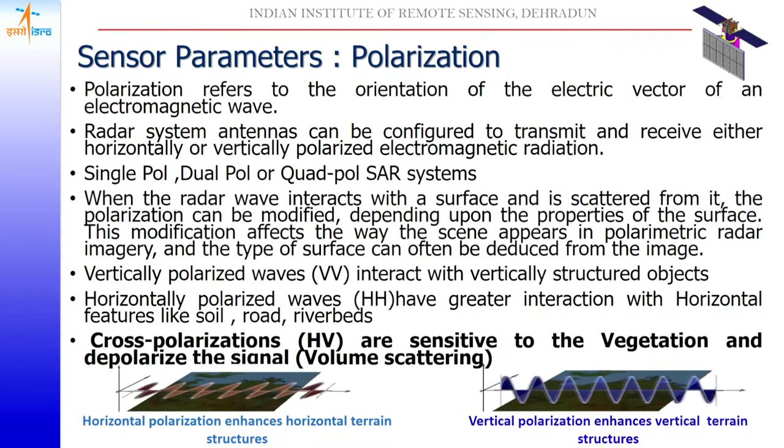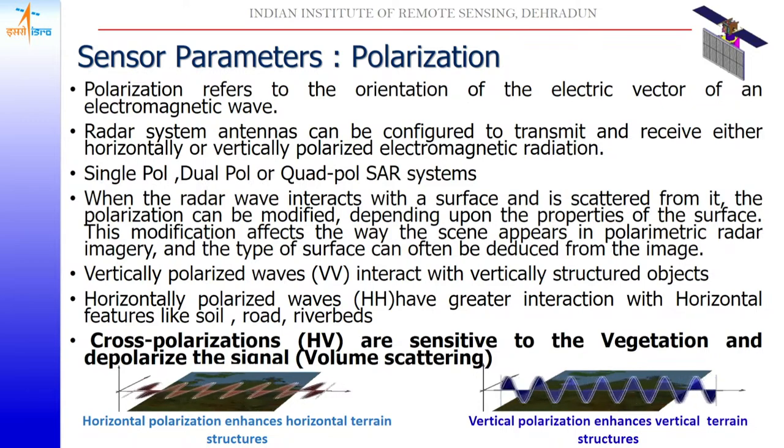The last parameter is the polarization. This is just a glimpse of the polarization. We have a separate lecture on polarimetry also. So what is polarization? Polarization refers to the orientation of the electric field vector of an electromagnetic wave. Electromagnetic radiation has two components, one is the electric field and one is the magnetic field. How this electric field vector is oriented, that orientation is the polarization.